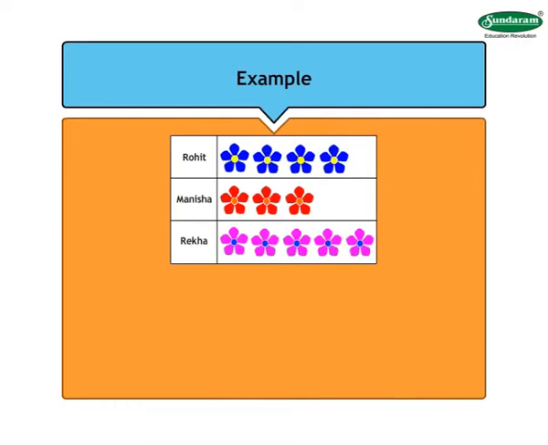1. First, count the number of flowers given against Rohit. We get 4. Thus, we can write this information as Rohit has 4 flowers. 2. Now, count the number of flowers given against Manisha. We get 3. Therefore, we can write this as Manisha has 3 flowers. 3. Further, count the number of flowers against Rekha. We get 5. So, Rekha has 5 flowers.